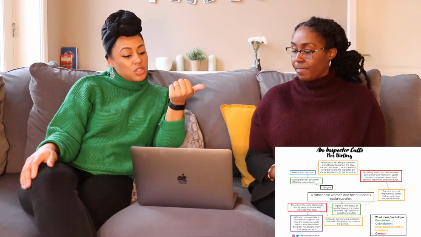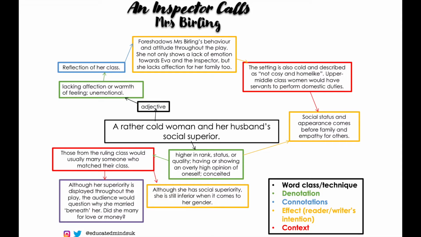Theme-wise, you've got social class, obviously. You could also link it to gender as well. Even though she's her husband's social superior, she's still inferior because she's a woman. So you could use that for a gender-based question as well. Even though she has some power, does she ultimately have a lot? And the little power that she has, does she use it in the right way? Exactly. Obviously not, because she doesn't help either.